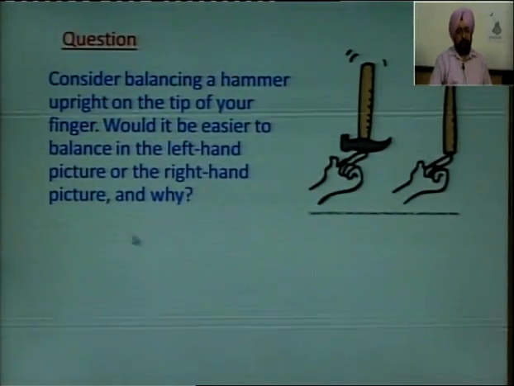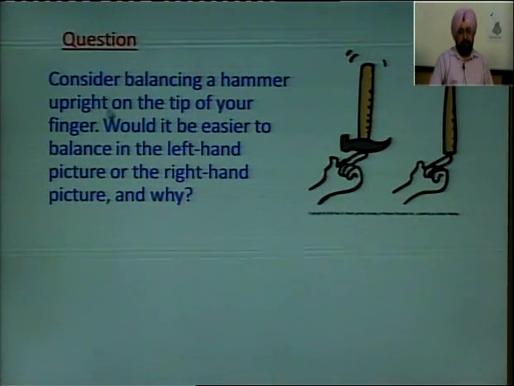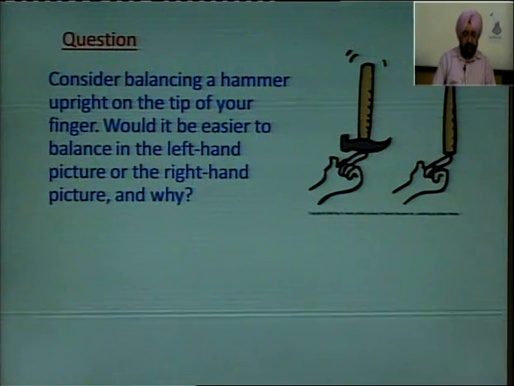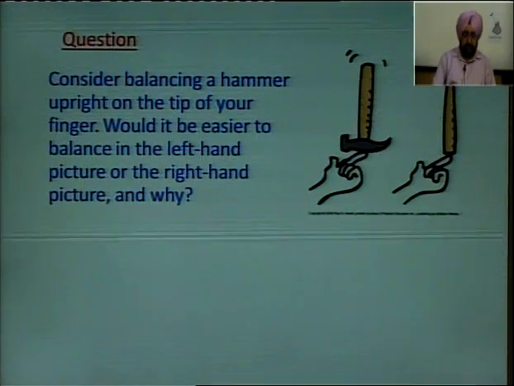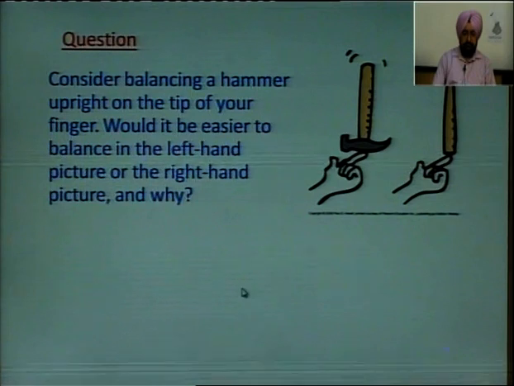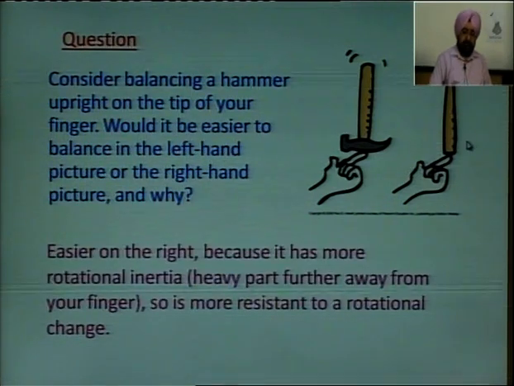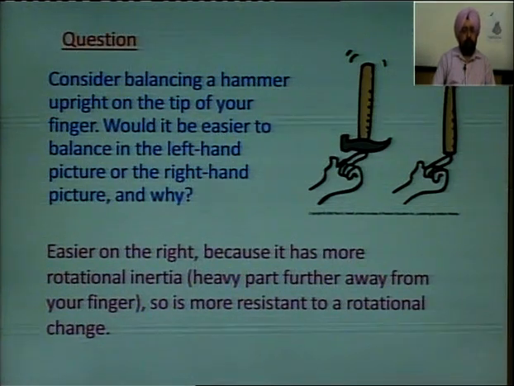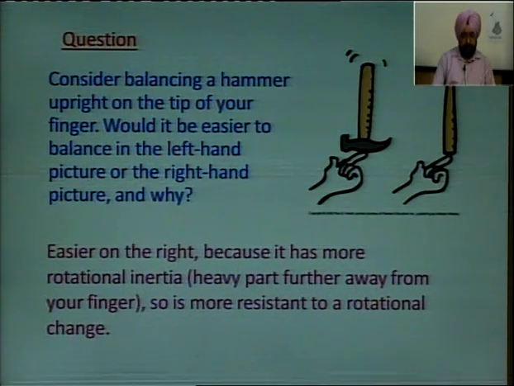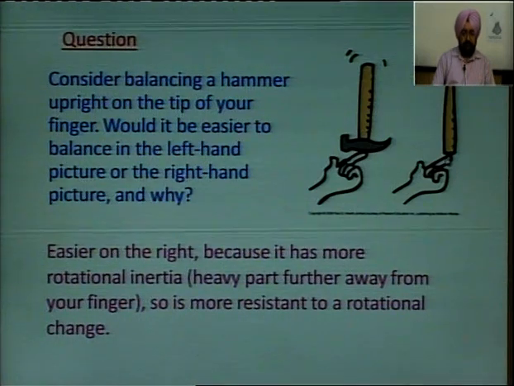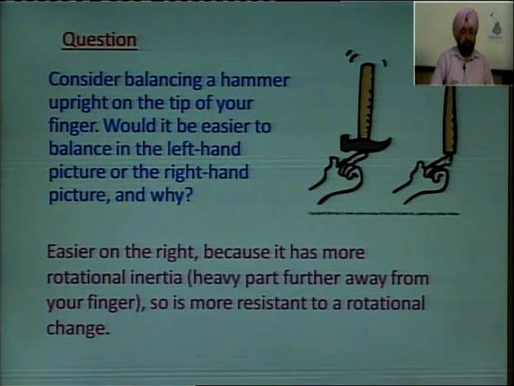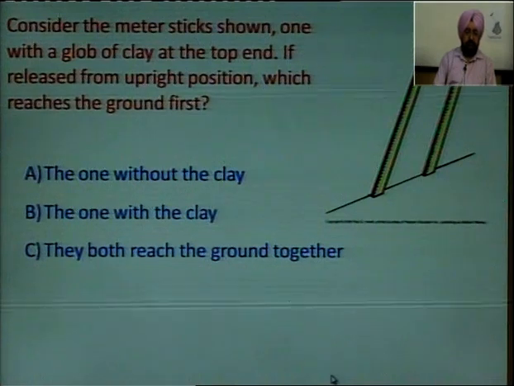Let me ask you a question. Consider balancing a hammer upright on the tip of your finger. Would it be easier to balance in this position or in this position? Your answer is it is easier to balance on the right. Why? Because it has more rotational inertia. What about the heavy part here? The heavy part has gone up. It is much farther away from the axis of rotation. So, it gives you more resistance to the rotational change.